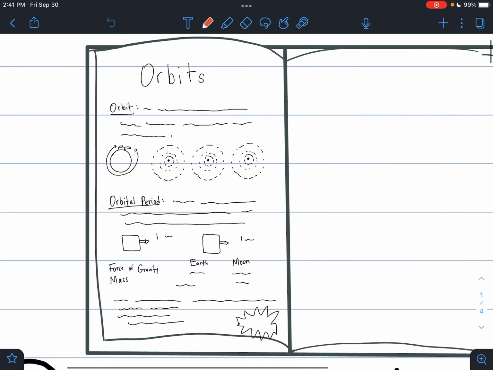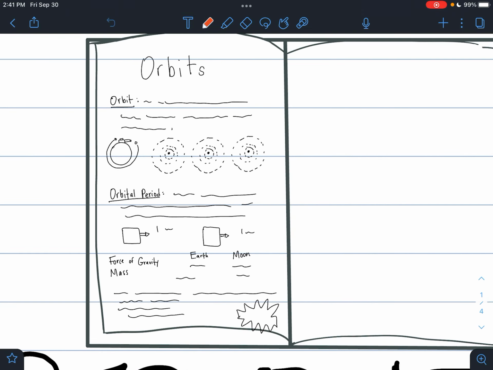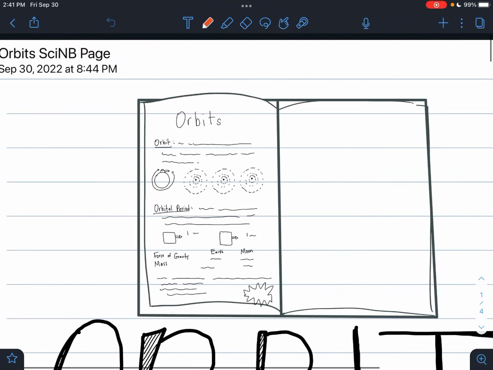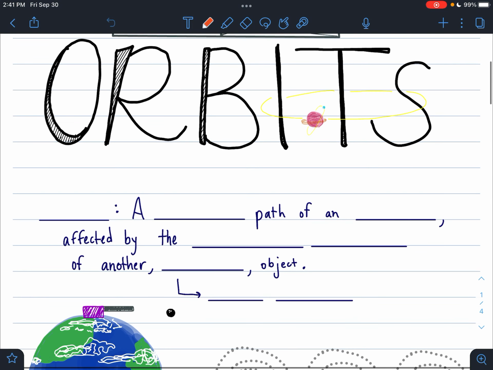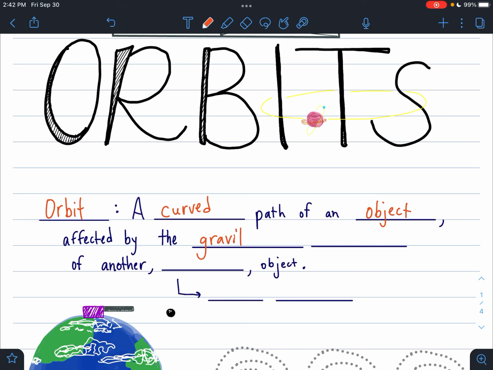Today we're gonna learn about orbits, not the gum, but orbits in space. You'll see some things on our science notebook page. Let's jump in and define what it means when we say that something is in orbit. It's simply a curved path of an object that's affected by the gravitational field of another bigger object.